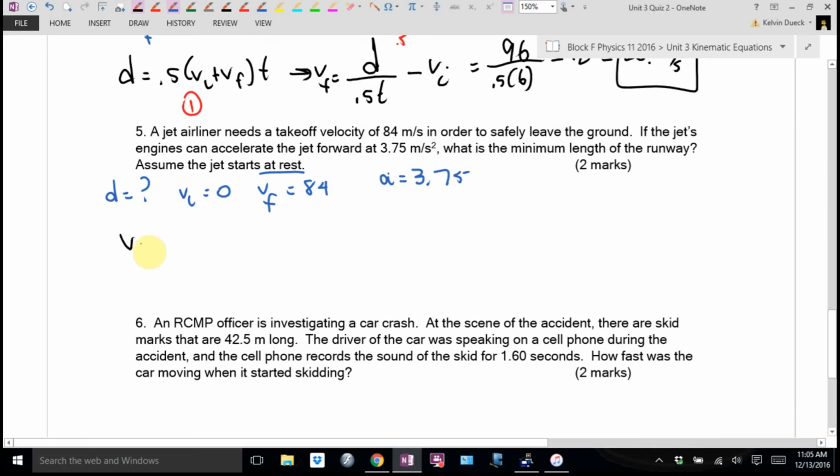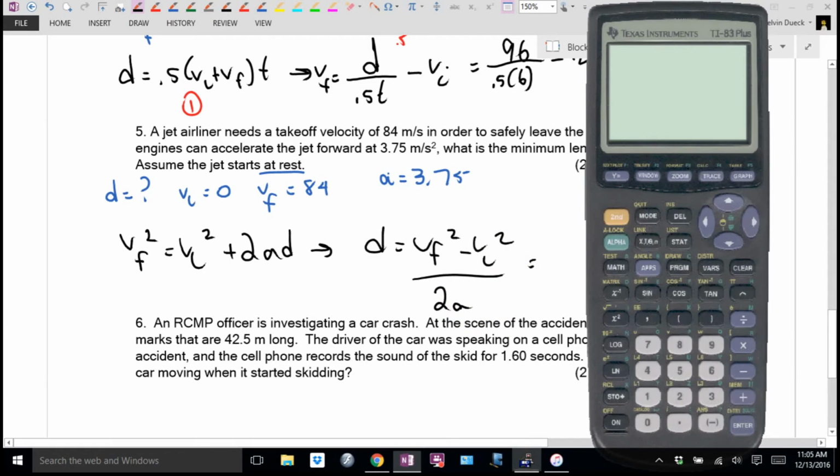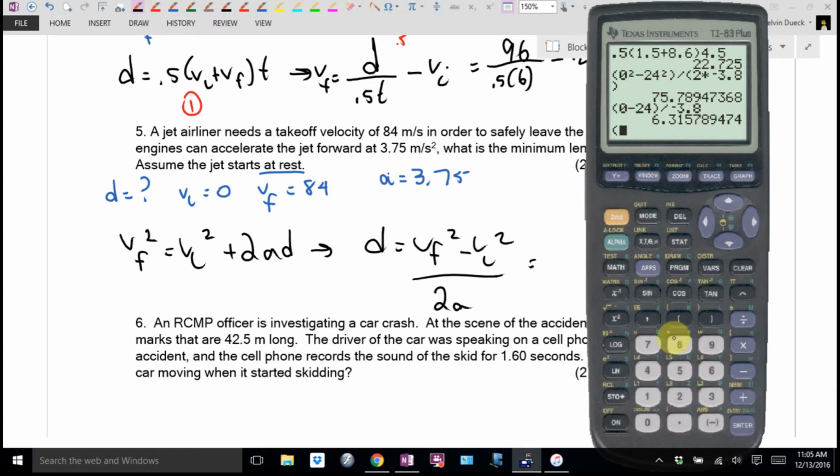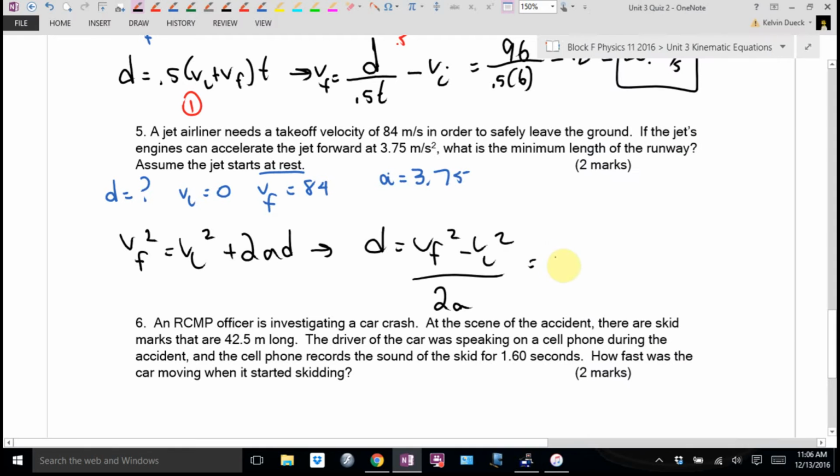I think I can use VF squared equals VI squared plus 2AD. It's going to be VF squared minus VI squared all over 2A. It's going to be 84 squared minus 0 squared, I probably didn't need to type that in, divided by 2 times 3.75. Do you get 940.8? 941? I guess to 2 sig figs, 940 meters.